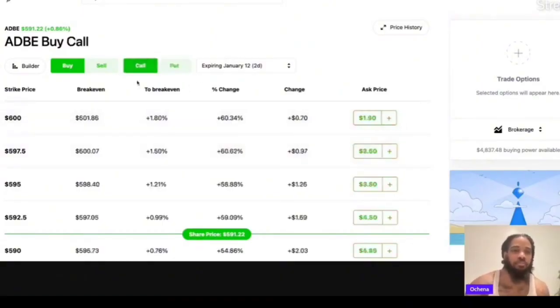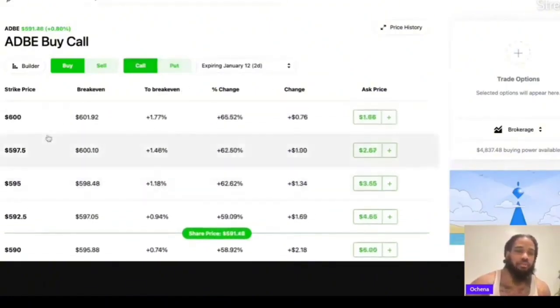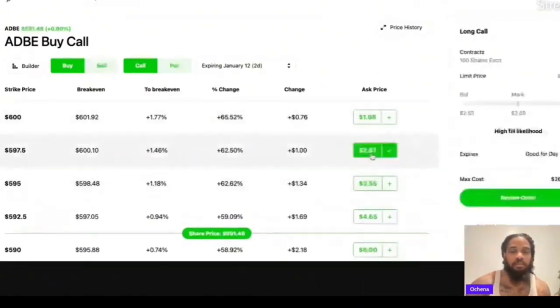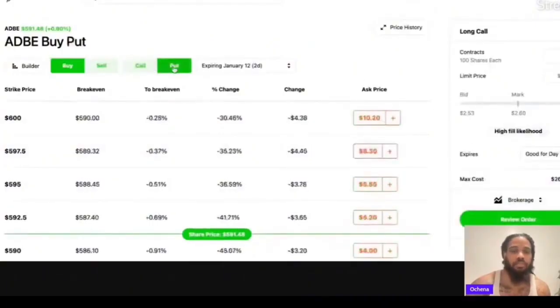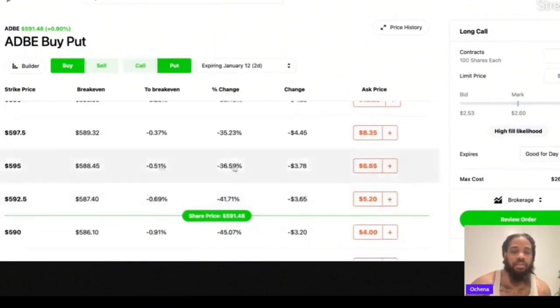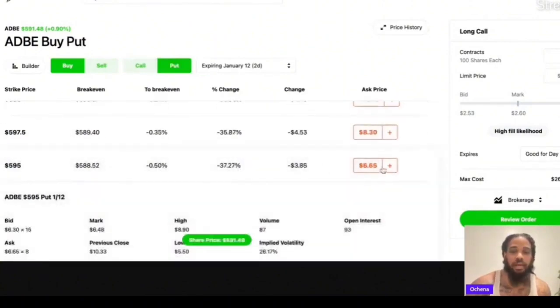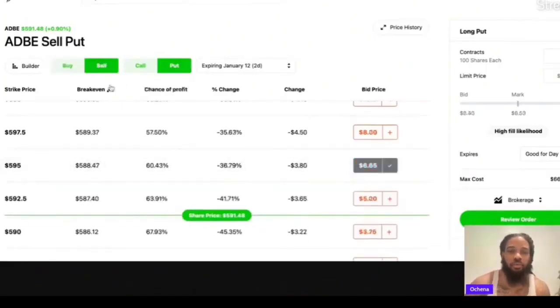So for example, if you're betting that it's going to go up, you're going to hit the call option, and then you're going to choose one of the strike prices right here, over here. And then you could decide if you want to buy it or not. And if you decide you want to bet that it's going to go down, you could go to the put, go to one of these strike prices, and then you could buy it or not. It's basically another, more advanced part of option trading where you could sell covered calls.